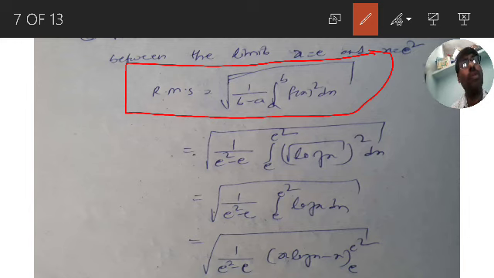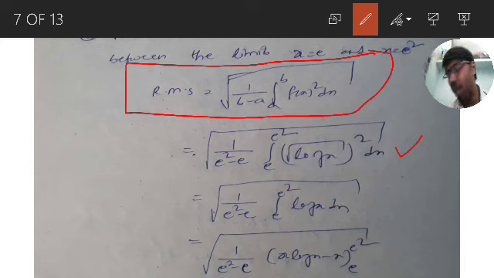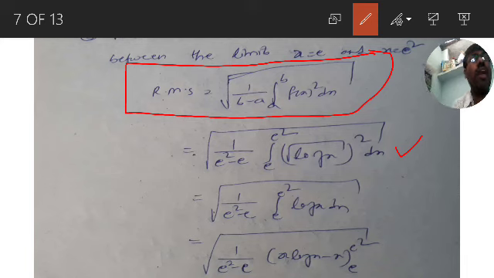Now substitute a is equal to e, b is equal to e square and f of x is equal to square root of log x. So my next step becomes square root of 1 by e square minus e integration e to e square root of log x whole square dx. So square and square root cancel. The next step is square root of 1 by e square minus e integration e to e square log x dx. Again, in the previous problem itself we got this integration of log x.